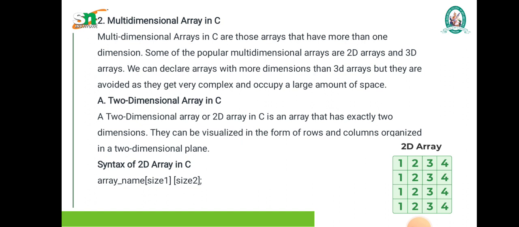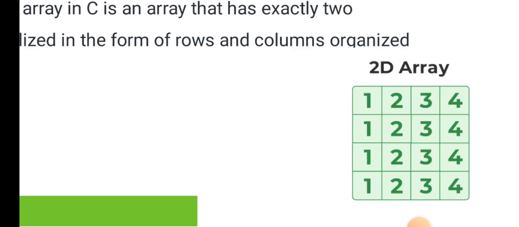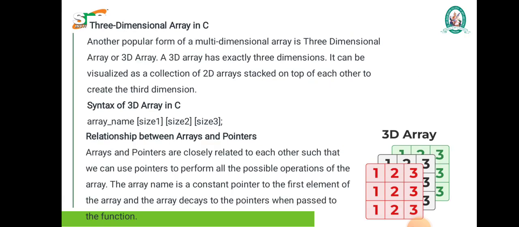When we speak about two-dimensional arrays, also called 2D arrays, they have exactly two dimensions. That is, they can be visualized in the form of rows and columns, or in the form of a table. The syntax for declaring the two-dimensional array is that we specify the array name, in size 1 we represent the size of the row, and in size 2 we represent the size of the column. This is the pictorial representation to show the two-dimensional arrays.